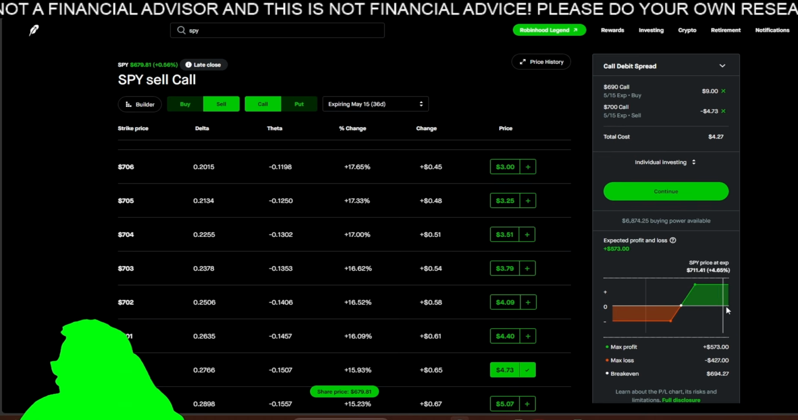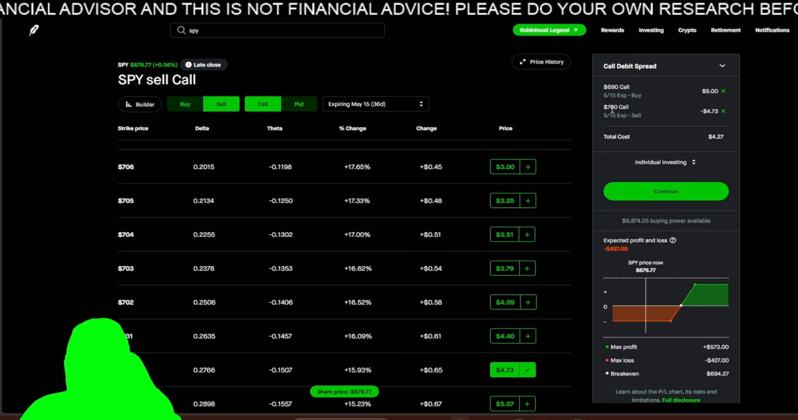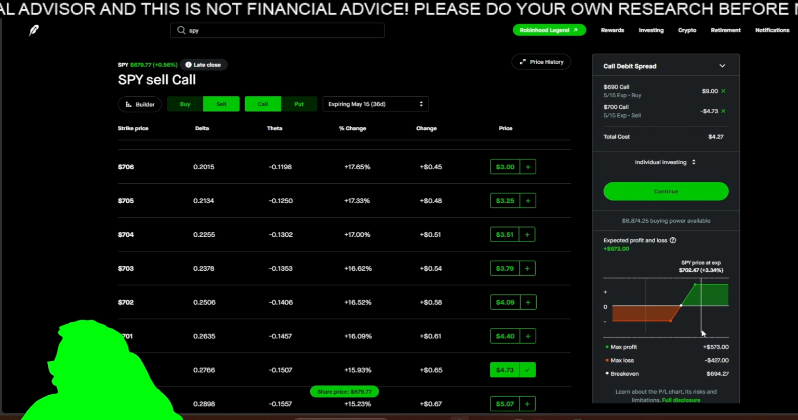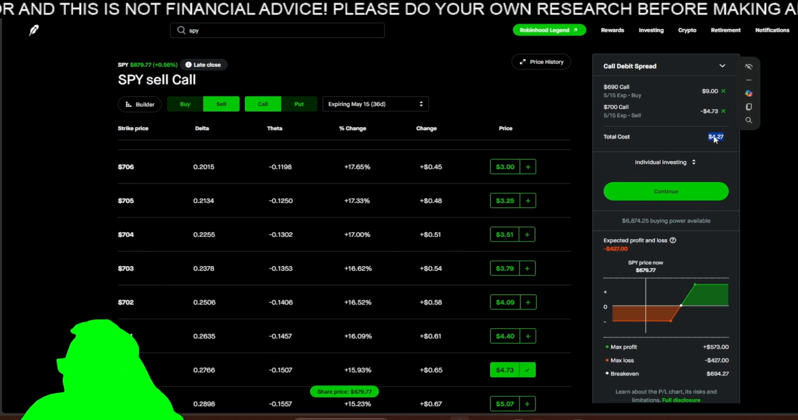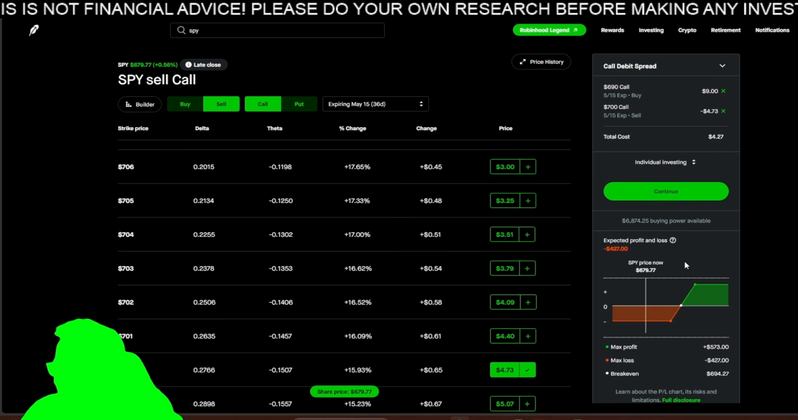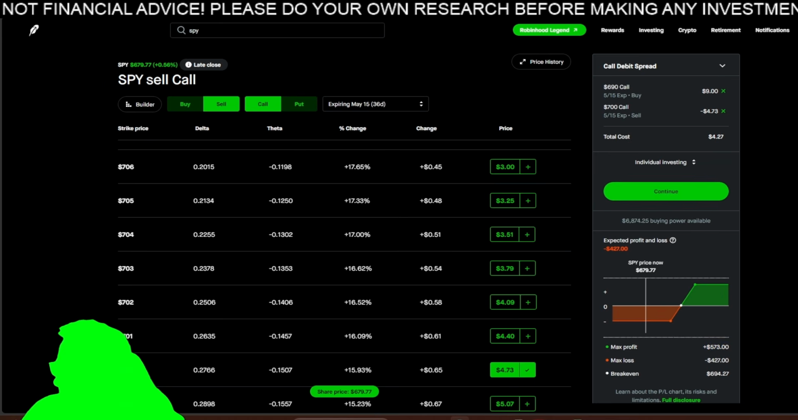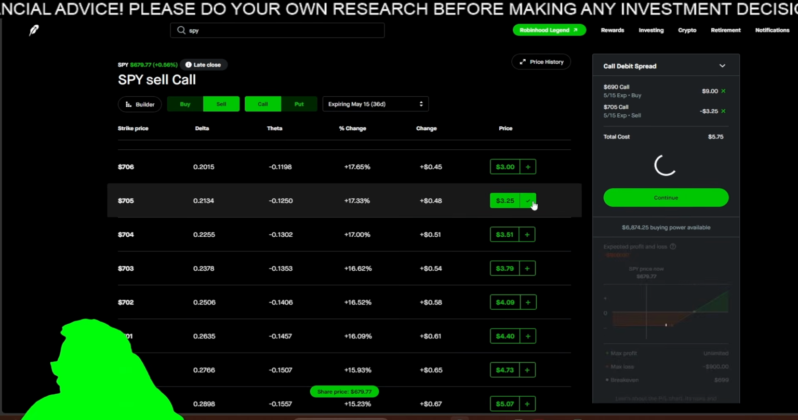So what you might see here is that this one becomes more expensive. The width here is $10, which would be $1,000 for a spread here. You're going to be paying $427 up front to make $573, which again isn't the most ideal situation. Usually you want to do, let's try to do the 705 for example here.